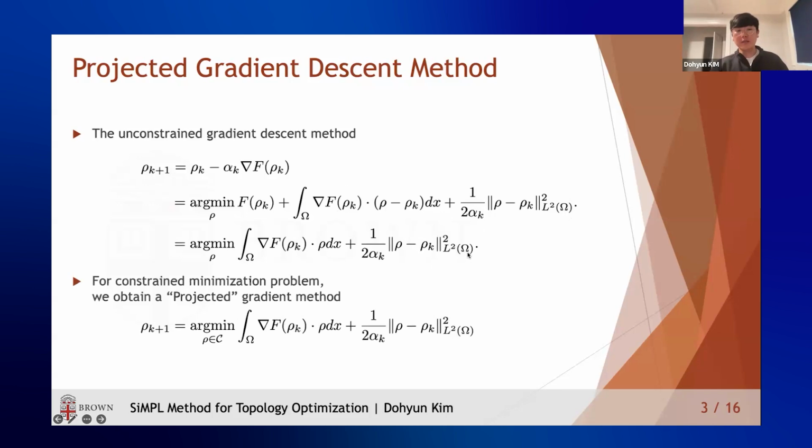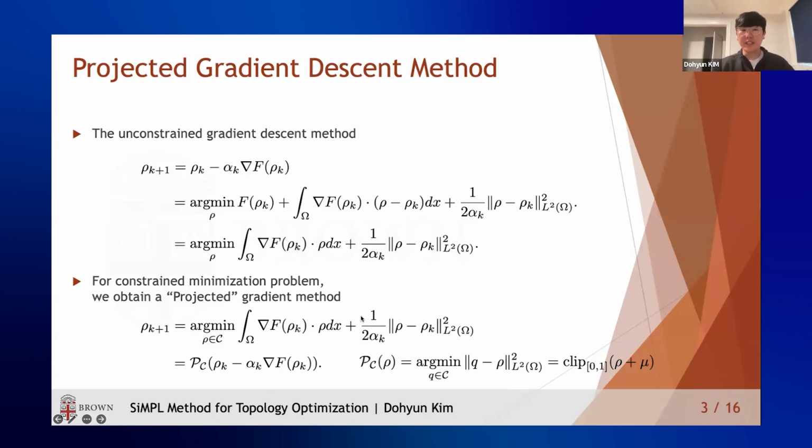For the constrained minimization problem, we have a bound constraint on the density and also the volume constraint. Then we need the so-called projected gradient descent method. Instead of finding the density in the vector space, we find it inside the constraint set. Then the update rule becomes like this. Instead of just the gradient descent update, we also have a projection operator here. This projection operator is just the L2 projection. So we have clipping, and because of the volume constraint, a volume correction term appears here.